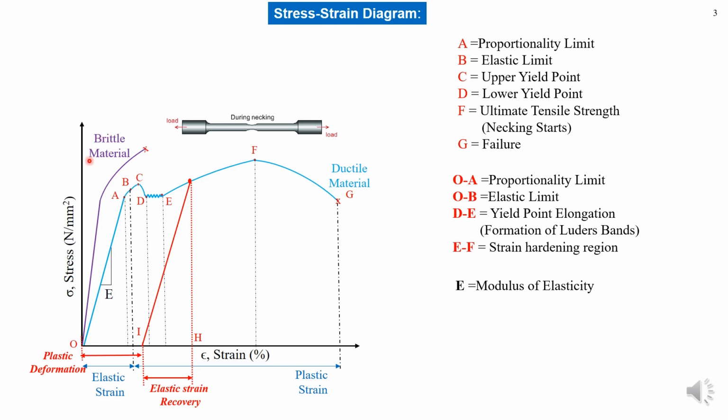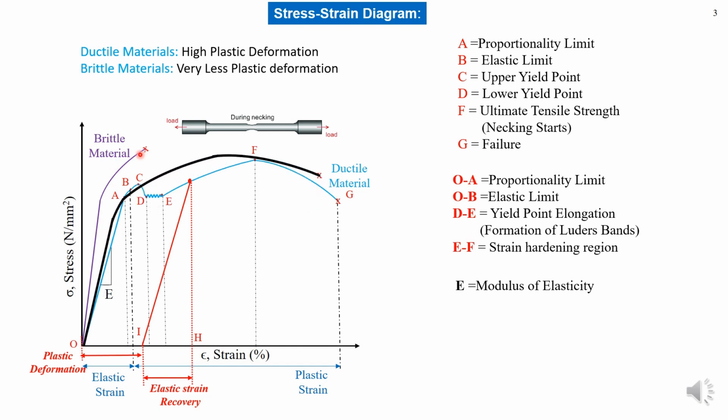Now there are brittle materials. Brittle materials are the materials which do not show appreciable plastic deformation. Their plastic deformation is very less. Now, you do not always get a curve which shows distinctly all these points. So most of the time we get the black curve which is shown here. Materials like aluminum and titanium show this curve. So here these do not show a yield point.